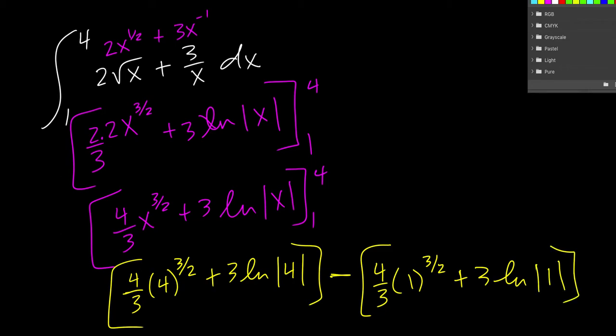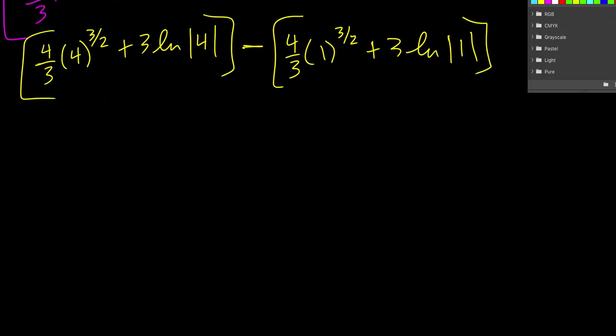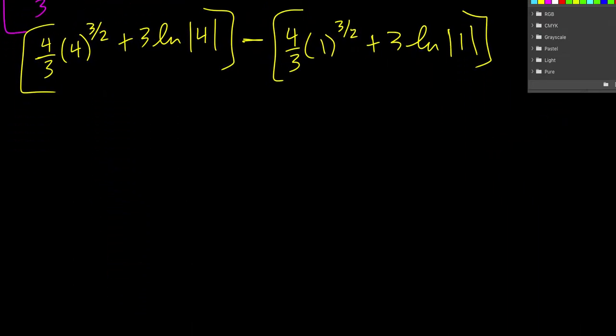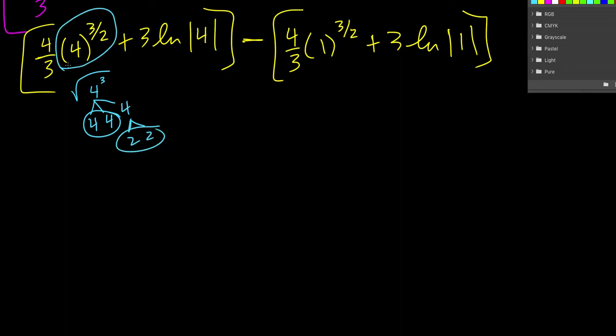All right, now it just comes down to evaluating that. So if we do 4 raised to the 3 halves. That's like saying 4 cubed under a square root. So that's 4 and 4 and 4. This pair comes out, and that becomes a 2 and a 2, and that comes out. So this entire thing is really just 4 times 2, or 8.